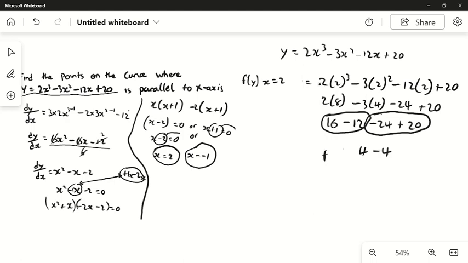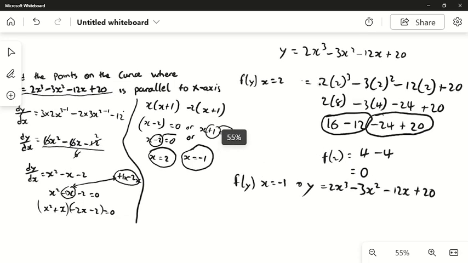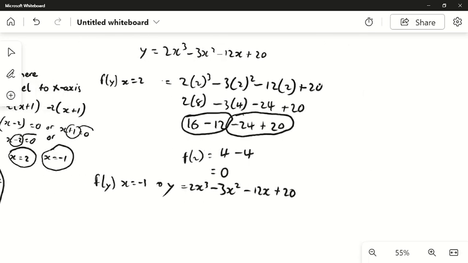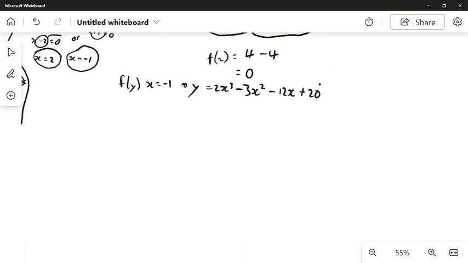So the f function of 2 is equal to 0. So let's take the function of y where x is equal to minus 1. We said y is equal to 2x cubed minus 3x squared minus 12x plus 20. So in this case, it is equal to what?